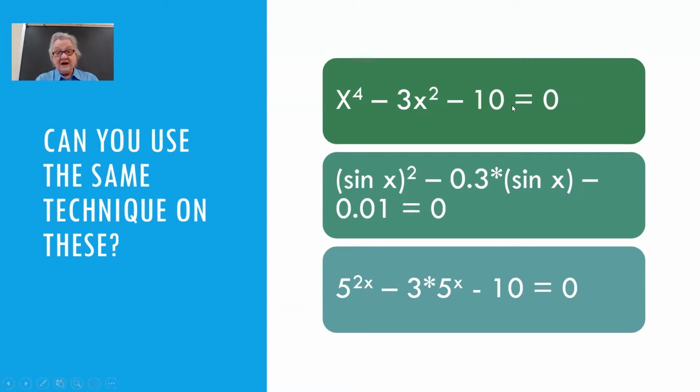Now here we have the same kind of equation we had before, only instead of x squared and x, we have x to the 4th and x squared. And you can do the same thing we did before: factor it, solve for x squared, and then find the values of x. Or here's another one, more complicated. Instead of an x squared and an x, we have sine of x. We can use the same technique there. Or how about an exponential function? Here, this is really 5x squared, and you can use the same technique there also. So you can use the same technique in other different looking math situations.